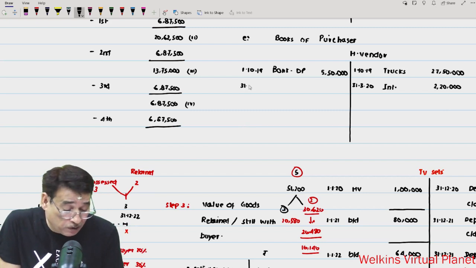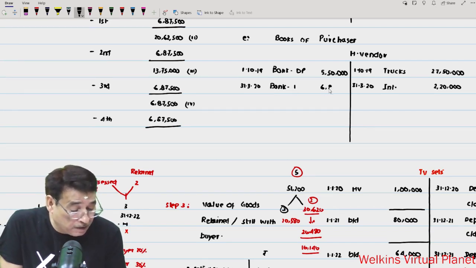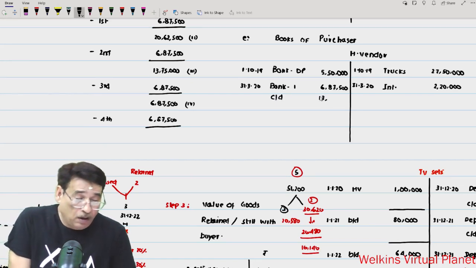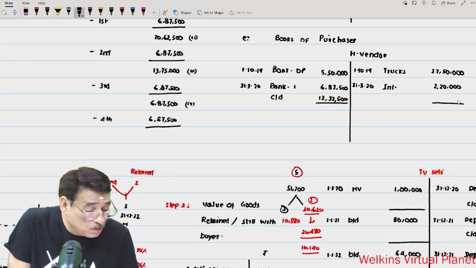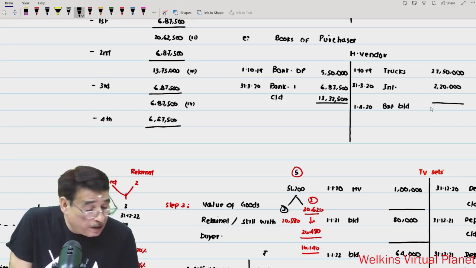And on 31st of 3, 2020, we will pay the first installment. The first installment is 6,87,500. So the balance carried down will be equal to 13,32,500. Now, on 1/4/2020, I will write the balance brought down, and the balance brought down is equal to 13,52,500.